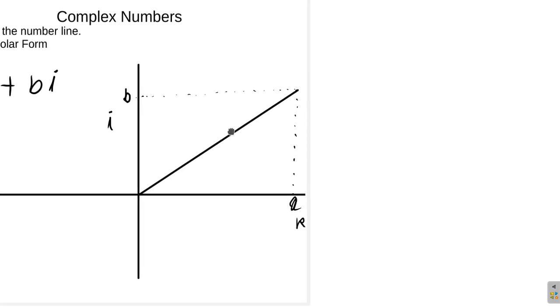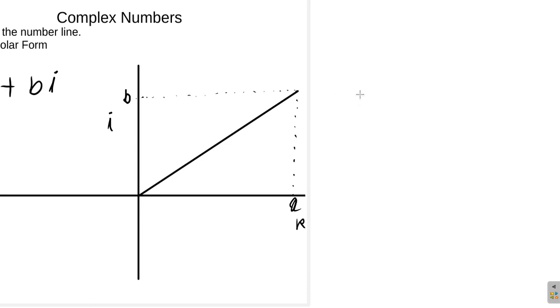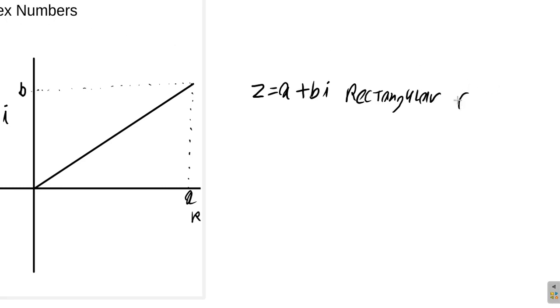So let's write it over here. So z is equal to a plus bi is in the rectangular form. That's the rectangular form of a complex number, a plus bi. It can be 2 plus 3i, 5 plus 6i, whatever number plus number i. And it can be minus.